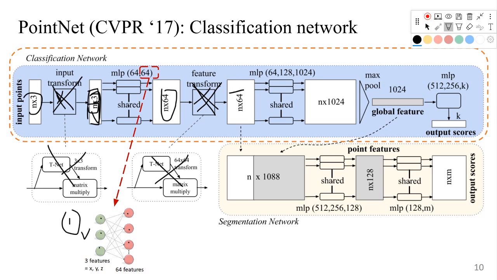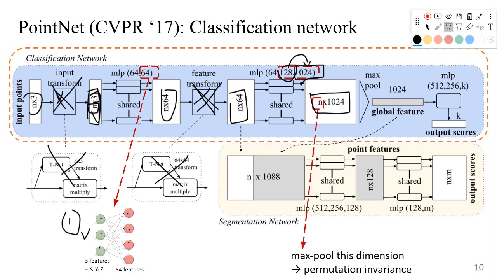This is the output. We also apply another MLP. We will map from this size 64 into this size 128 here. And then we apply another MLP to map from this 128 to this 1024 here. And finally, we will have this output here. N is the number of points, and then 1024 is the embedding dimension.